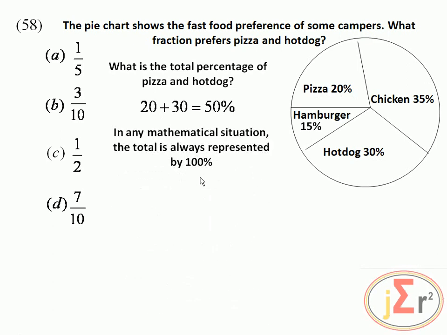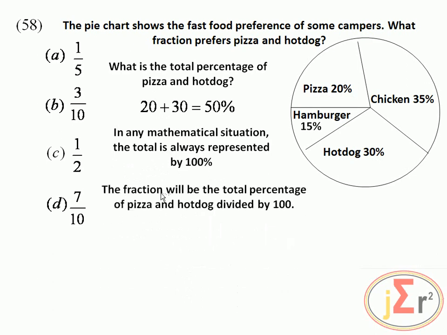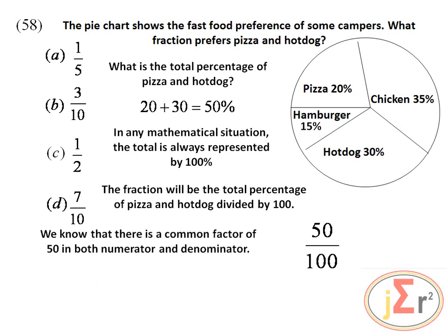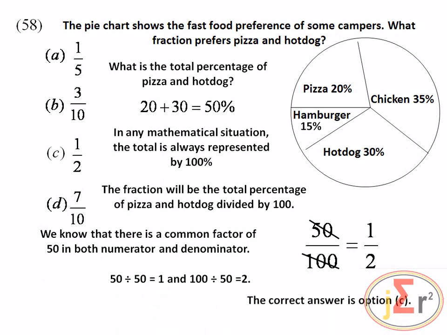In any mathematical situation, the total is always represented by 100%. The fraction will be the total percentage of pizza and hot dog together, divided by what? The entire percentage that is represented by the entire pie, and that is 100%. We know that there is a common factor of 50 in both numerator and denominator. So, 50 into 50 is 1, and 50 into 100 is 2 times. So, we have reduced that fraction to a half. The correct answer is option C.